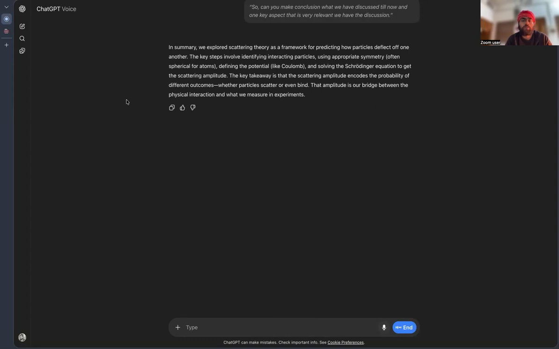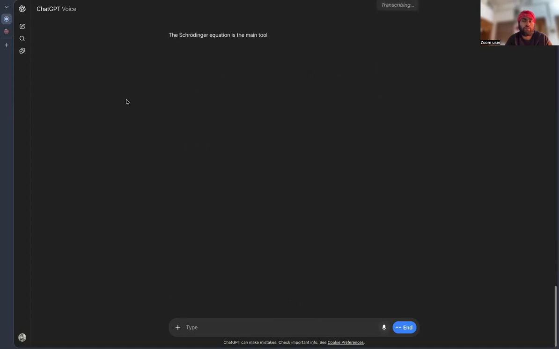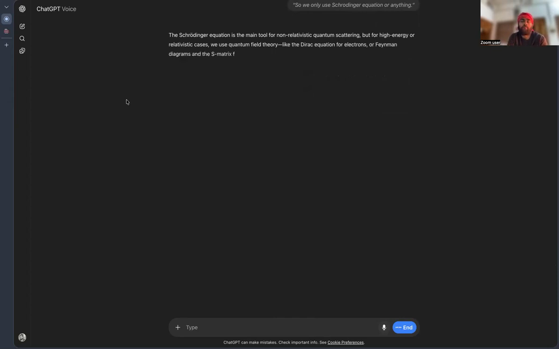So do we only use the Schrödinger equation or anything else? The Schrödinger equation is the main tool for non-relativistic quantum scattering, but for high-energy or relativistic cases, we use quantum field theory, like the Dirac equation for electrons or Feynman diagrams and the S matrix for particle physics. So while Schrödinger is essential, advanced interactions sometimes need more sophisticated formalisms.